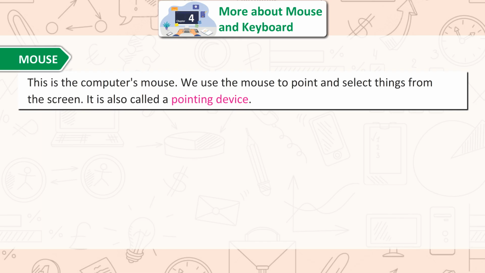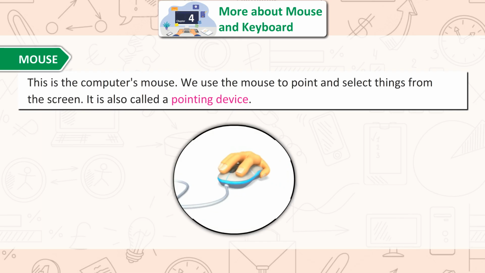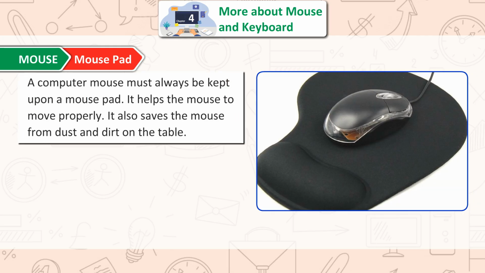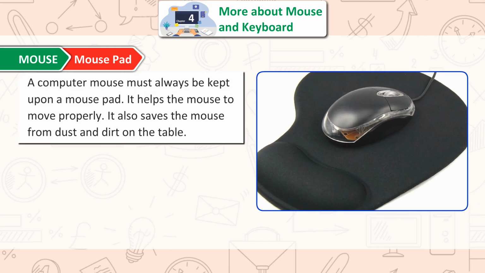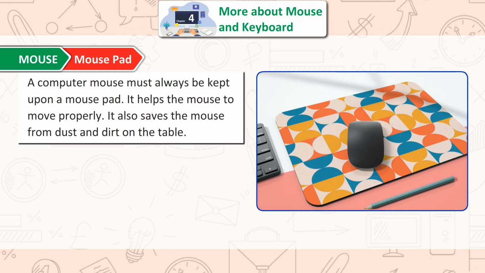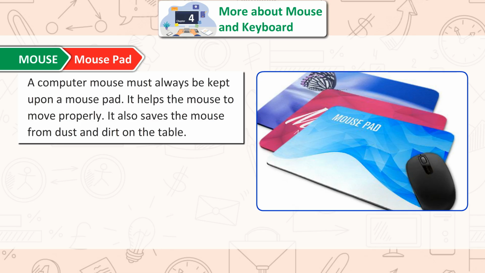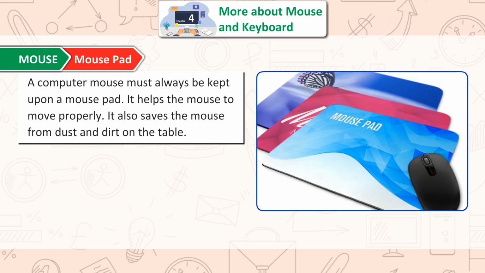Mouse. This is a computer's mouse. We use the mouse to point and select things from the screen. It is also called a pointing device. Mousepad. A computer mouse must always be kept upon a mousepad. It helps the mouse to move properly. It also saves the mouse from dust and dirt on the table.